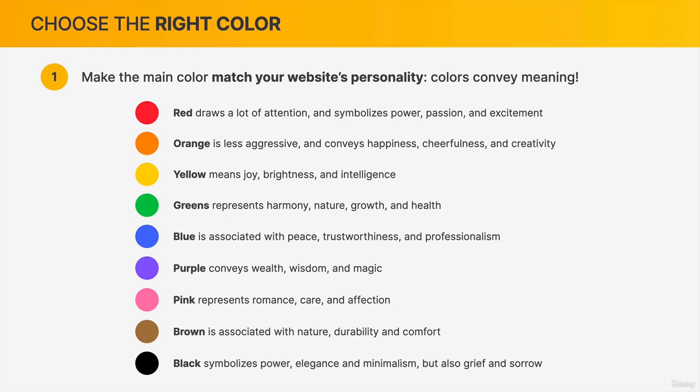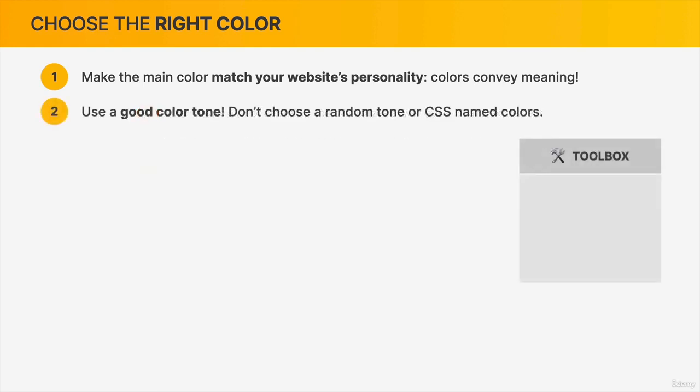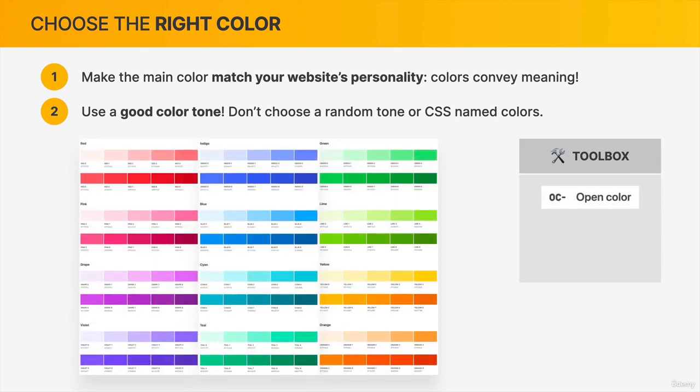Okay, and once you choose your base color, basically, you need to make sure that you use a good color tone. So for example, don't just go into your VS Code color picker and choose a random tone there, or even worse, use one of the CSS named colors. So instead, we have multiple tools that we can use for that. One of them is basically a list of colors, which is called Open Color, and these are great colors that have been carefully designed to build beautiful user interfaces.